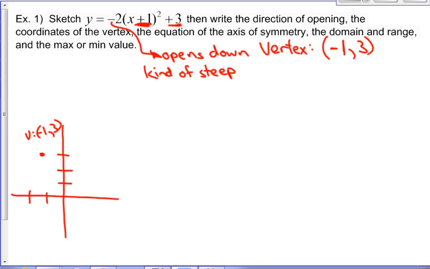Coordinates of the vertex we've got. Equation of the axis of symmetry. Well, let me just draw that axis of symmetry. It's going to go through the vertex. The axis of symmetry is going to be x equals negative 1.